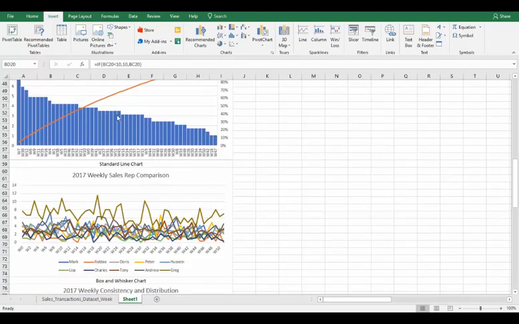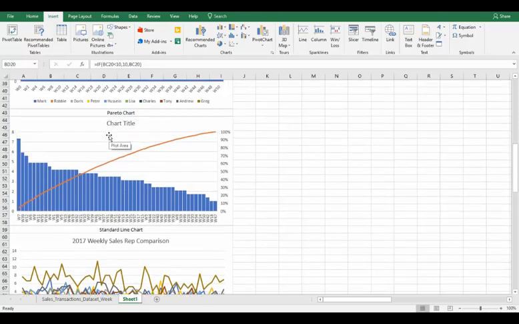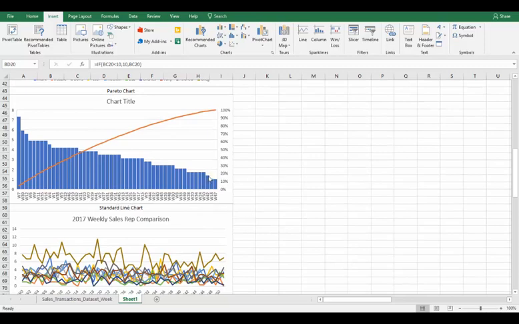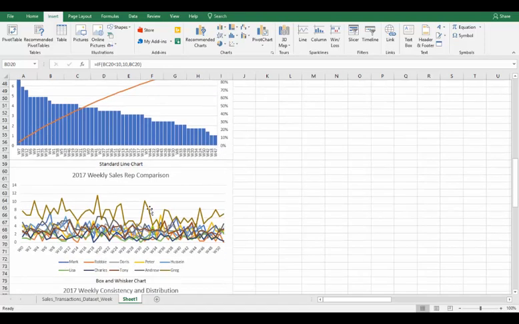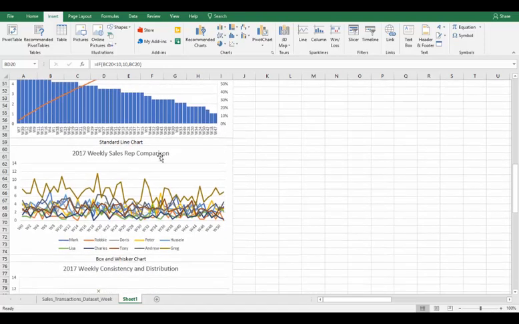So that's what the Pareto chart will show, and that's something we really want to have because it identifies areas where you're going to have problems. And you can identify them because they usually reoccur the same weeks unless you do some additional marketing to bring them up. Then we have a standard line chart which shows us where the masses are.